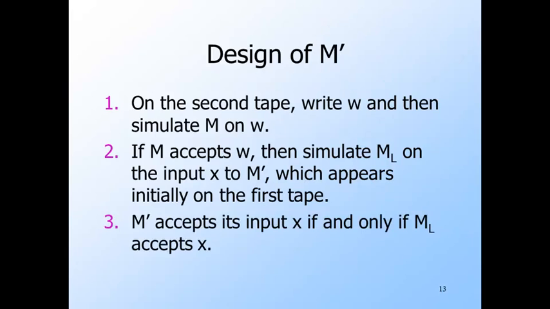If M sub L accepts the input X, then M prime enters an accepting state. If M sub L never accepts X, neither does M prime. Thus, if M prime ever gets to the stage where it simulates M sub L, then M prime accepts the same language as M sub L does, that is L. But if M does not accept W, then M prime never gets to the stages where it simulates M sub L, and therefore M prime accepts nothing.